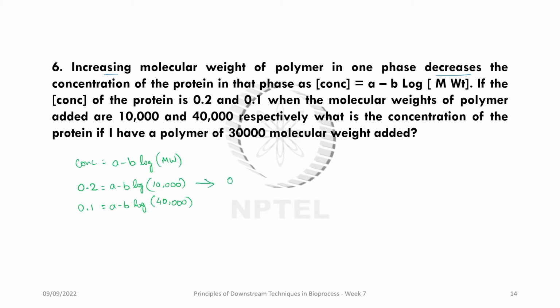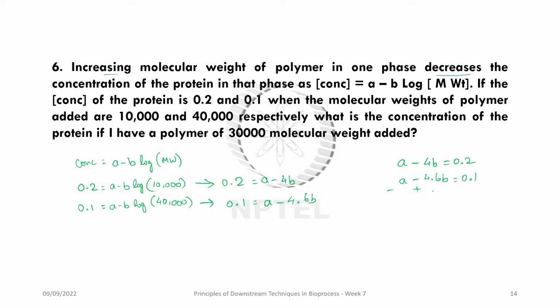So if I solve this, I get 0.2 is equal to A minus B into, let's hold the B here and find the value of log 10,000. 4 zeros, so that should be 4, right? Log of 10,000 is 4. So A minus 4B. I hope all of you have your scientific calculator handy, otherwise it's going to be hard keeping up. 0.2 is equal to A minus 4B and 0.1 is equal to A minus, what is log of 40,000, that is 4.6. Writing this again for better clarity: A minus 4.6B equal to 0.1.